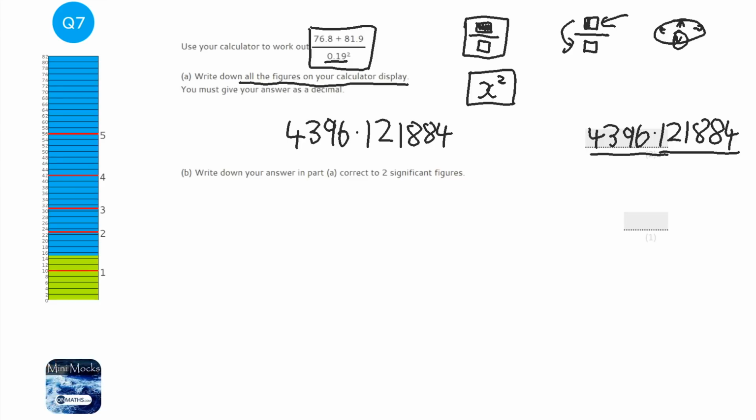Okay, so write down correct to 2 significant figures. Now, to do 2 significant figures, we start counting at the start of the number. So I'm going to do a red line where you need to start counting. And you just count 1, 2 numbers. So the blue line is where I've stopped counting.